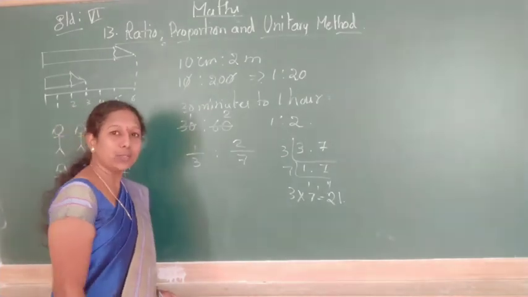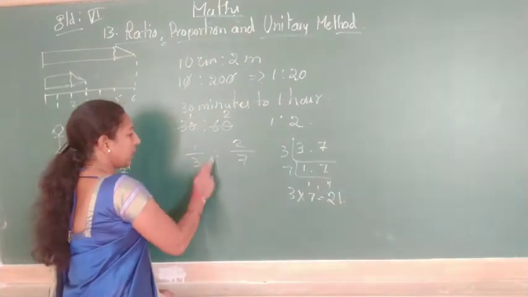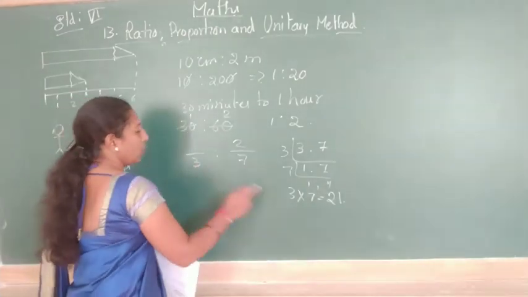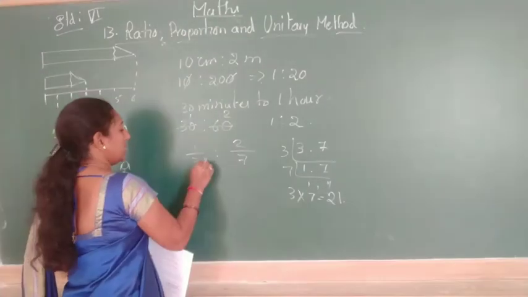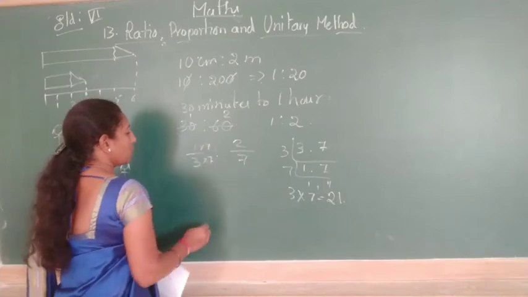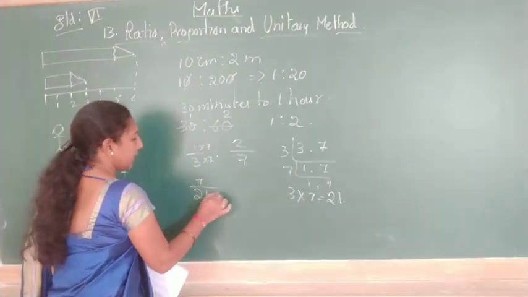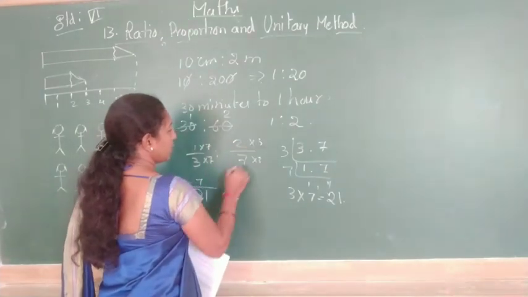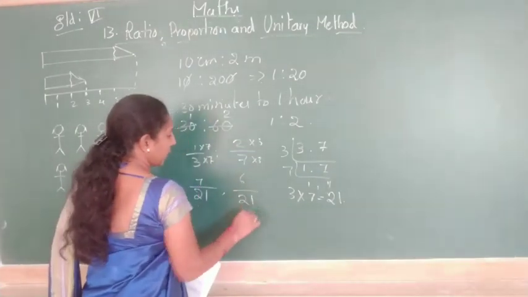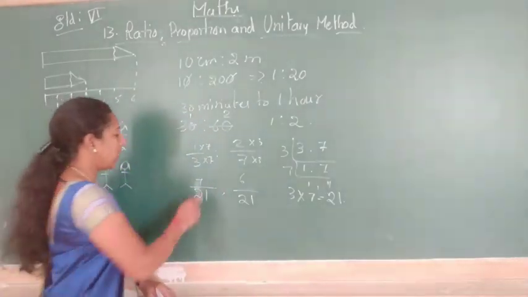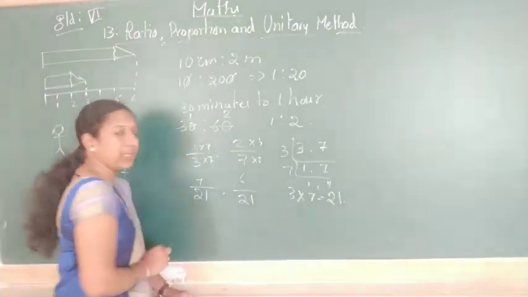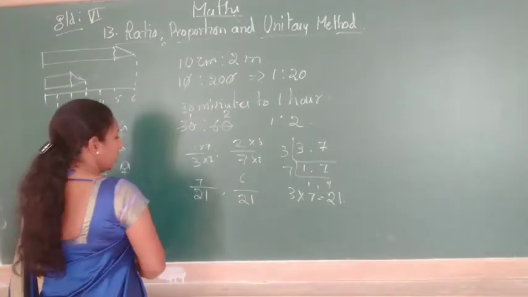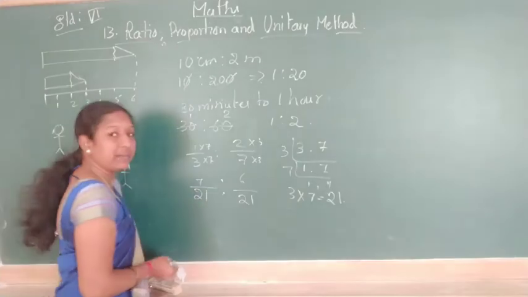So how can I do it now? I will convert this to 21 as the denominator. From which number should I multiply here? Into 7. So 7 by 21. Another one will be into 3, so 6 by 21. Here you can see that both are having the same denominator now. Now I can compare very easily.